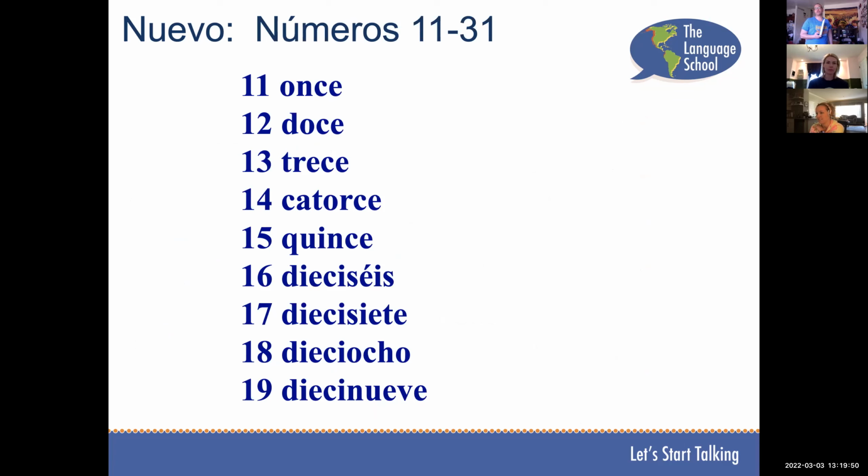Okay, let's go up to 31 so we can learn how to say the dates today. Okay, repiten. Once, doce, trece, catorce, quince, dieciséis, diecisiete, dieciocho, diecinueve. Right? So you have two patterns here, one that goes from 11 to 15, and then the other one that goes from 16 to 19.